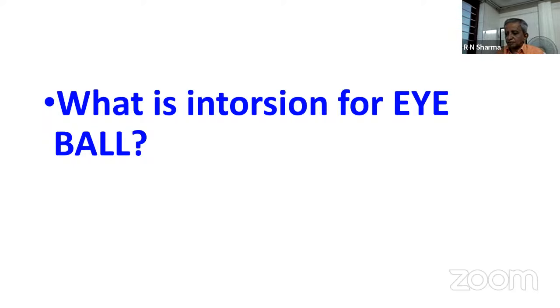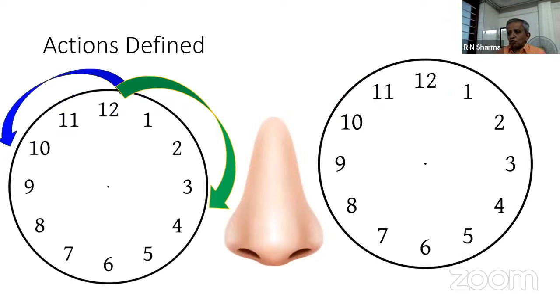Intorsion is defined by the movement of the 12 o'clock meridian. So if the 12 o'clock meridian goes like this, towards the nose, it is intorsion. If the 12 o'clock meridian goes like this, it is extorsion. When this is getting extorted, the 6 o'clock will get intorted, but we don't bother about 6 o'clock. By standard definition, intorsion is the 12 o'clock meridian moving inward.